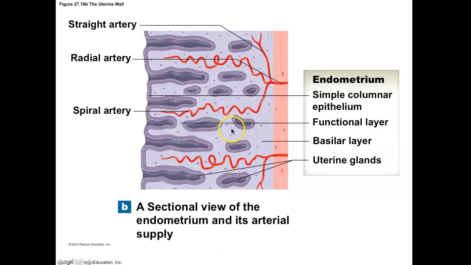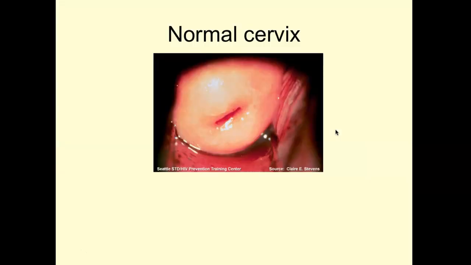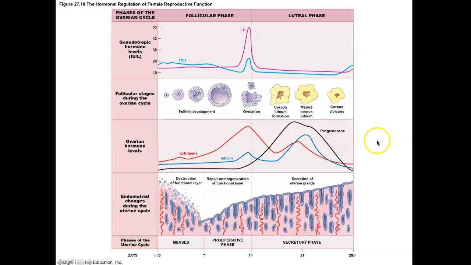And the functional layer gets thicker and thicker in response to progesterone. And then it's shed in menstruation. So it's the functional layer that you're losing during your period. All right, so I have an image of this picture here. I went over this already in the last segment. So let's move on to the vagina.